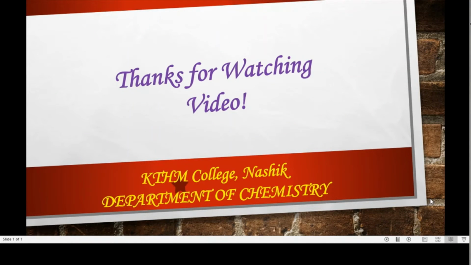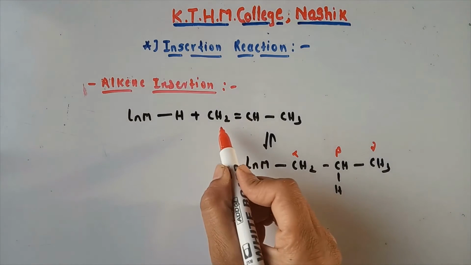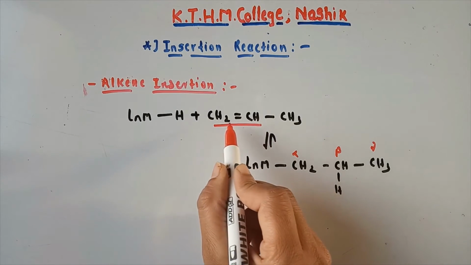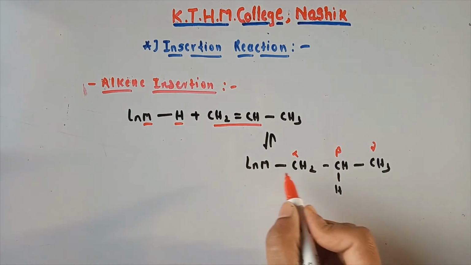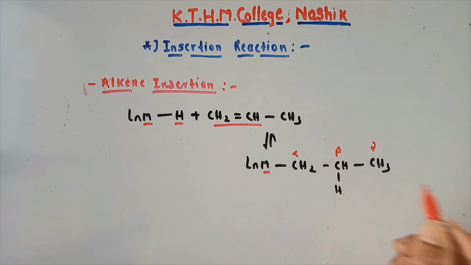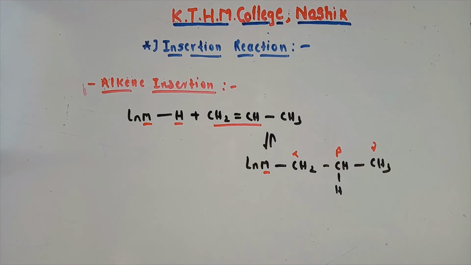What is alkene insertion? The insertion of a coordinated alkene into the M-H bond. This is the coordinated alkene, and it inserts into the M-H bond, here is M and here is your H. This step is very important in many catalytic processes, like hydrogenation, hydroformylation, etc.